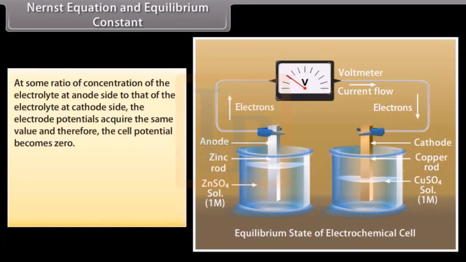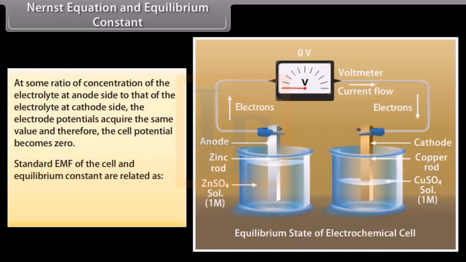Ultimately, at some ratio of concentration of the electrolyte at anode side to that of the electrolyte at cathode side, the electrode potentials acquire the same value and therefore the cell potential becomes zero. At this stage, the electrochemical cell stops working and the cell is in a state of equilibrium.